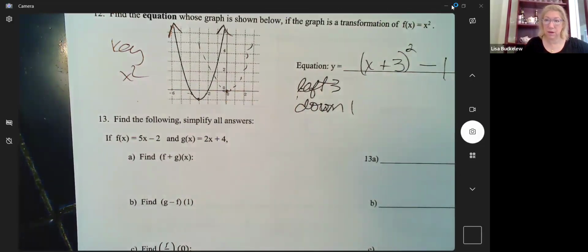Okay, so where is my zoom? Yeah, I'm letting the dog in, so hang on just a second.